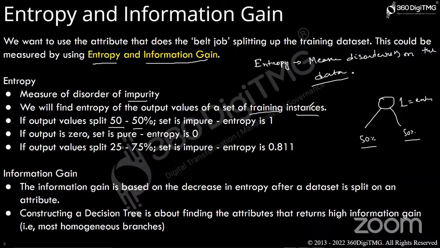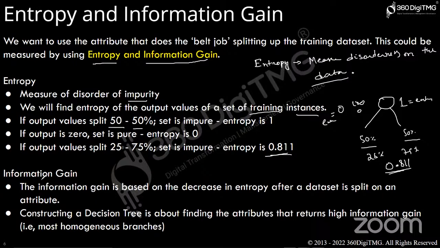If it is a 100-0 split, entropy is 0. And for other percentage splits, we'll have to find the entropy. Like if it is split 25% and 75%, the entropy is 0.811.